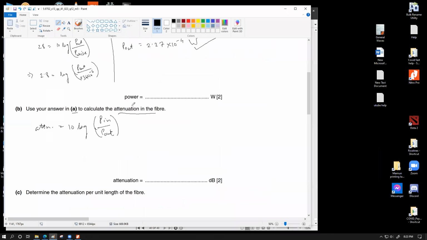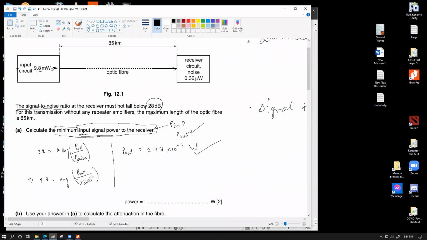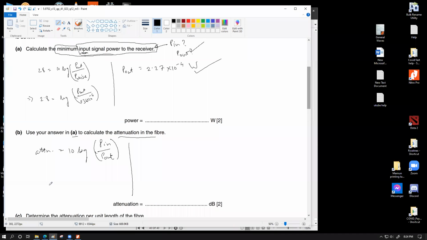So you have this, and from this equation you find the P in. The P in was 9.8 milliwatt. So we can do this: 10 log of 9.8 times 10 to the power minus 3 divided by 2.27 times 10 to the power minus 4. How much do you get for the attenuation value? How many decibels? 16.35. So I'm going to go for 16.4.